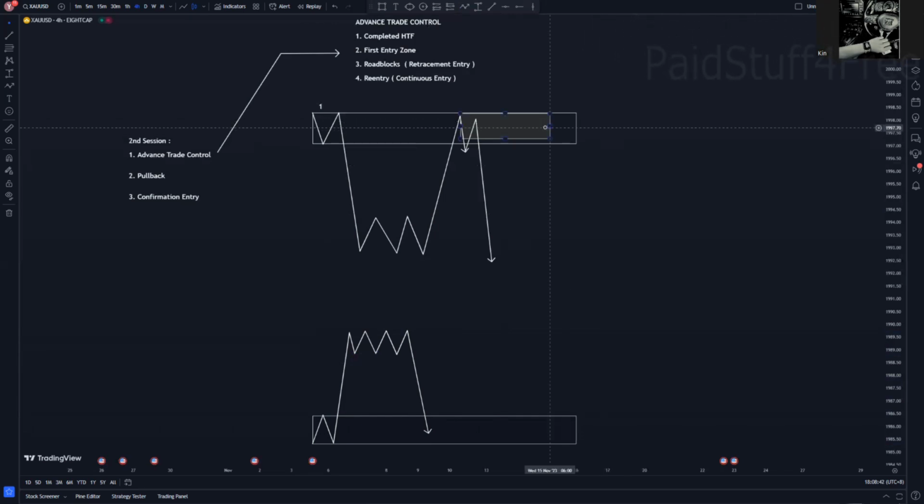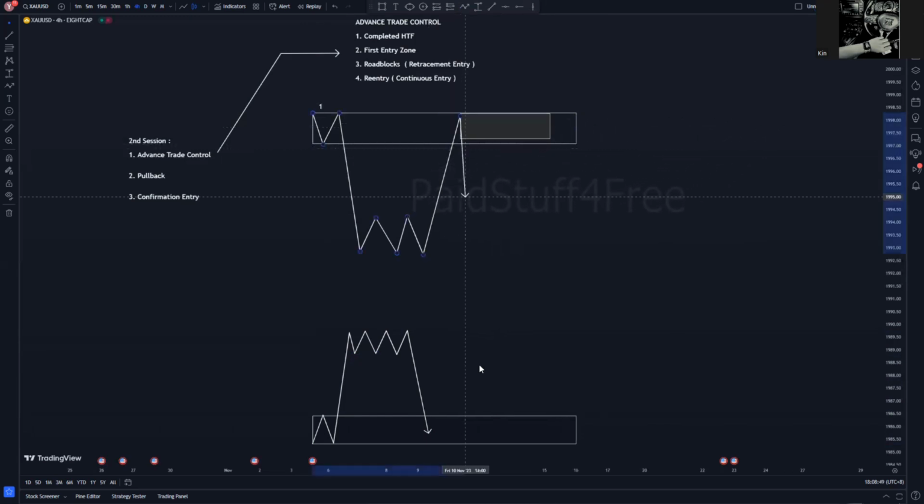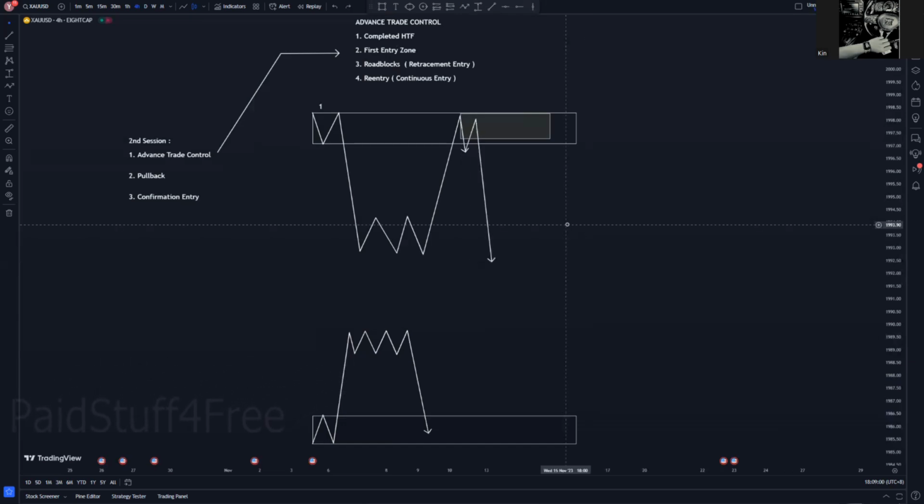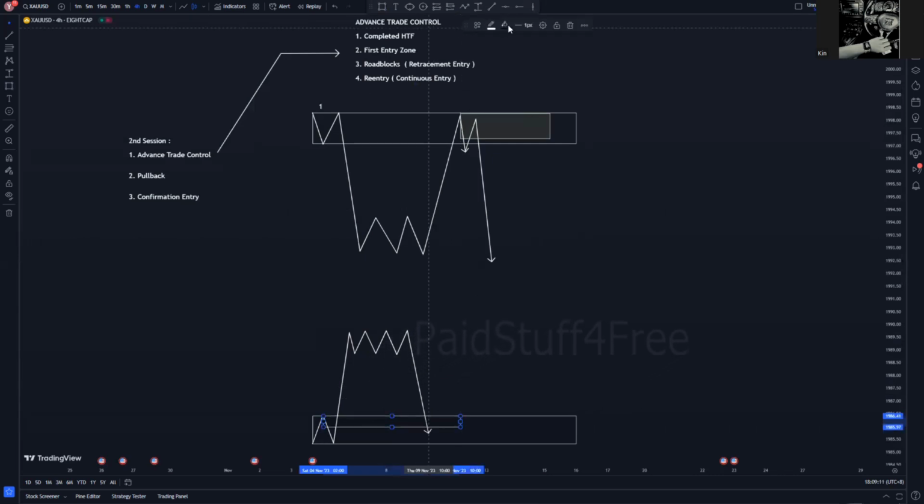Sometimes the price can create the engulfing sell and then just go down like this, and you will think we will miss the entry. But actually we're not going to miss any entry, because we are going to use the first entry zone. When the price gets into the buy zone, we will have a lot of buy zones on M30 at the back.